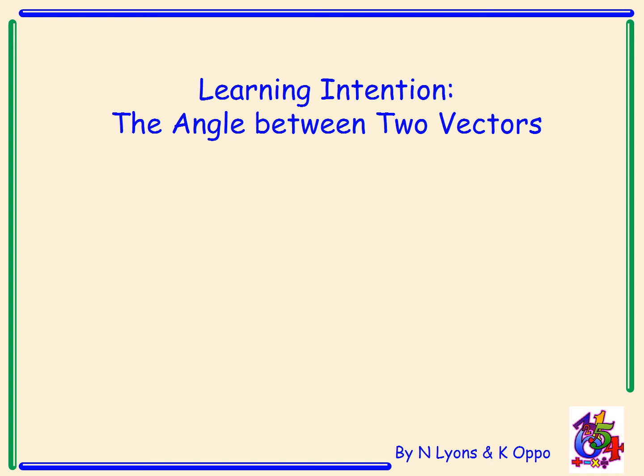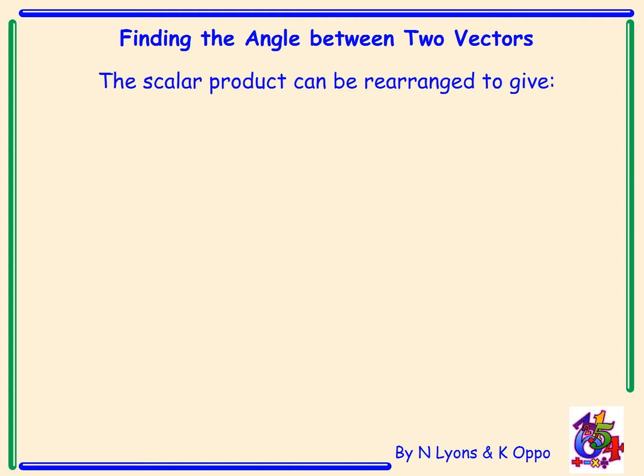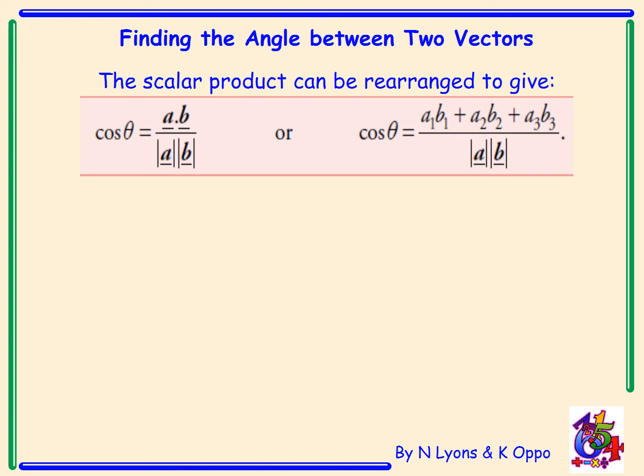The angle between two vectors, National 5 Essential Skills: finding the magnitude of a vector and calculating the size of an angle. The scalar product can be rearranged to give cos theta equal to A dot B over the magnitude of A multiplied by the magnitude of B.